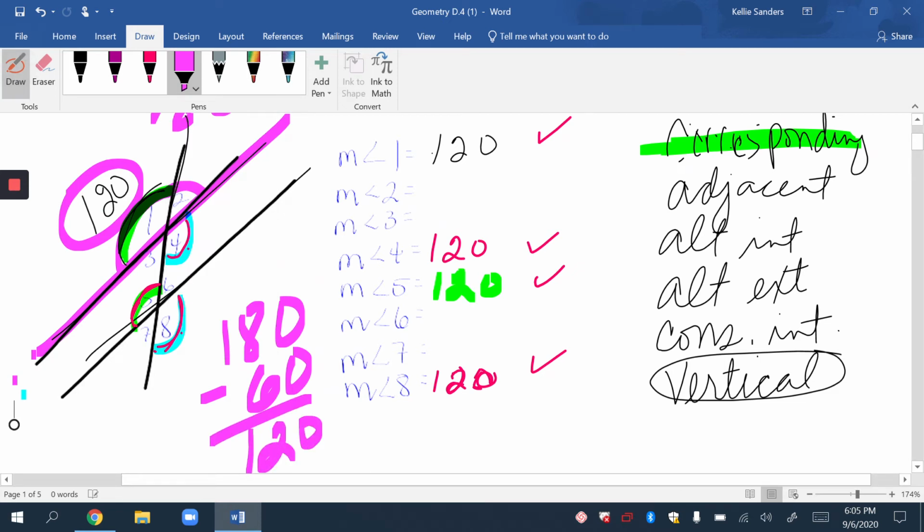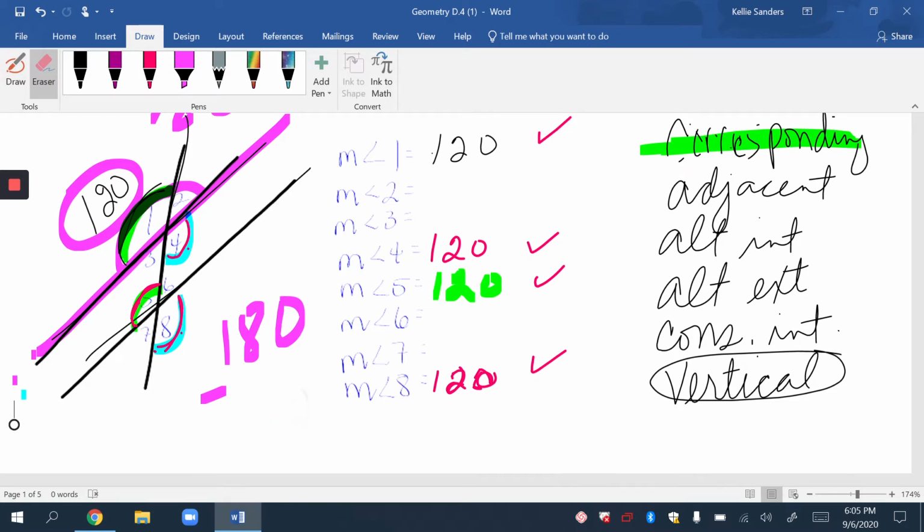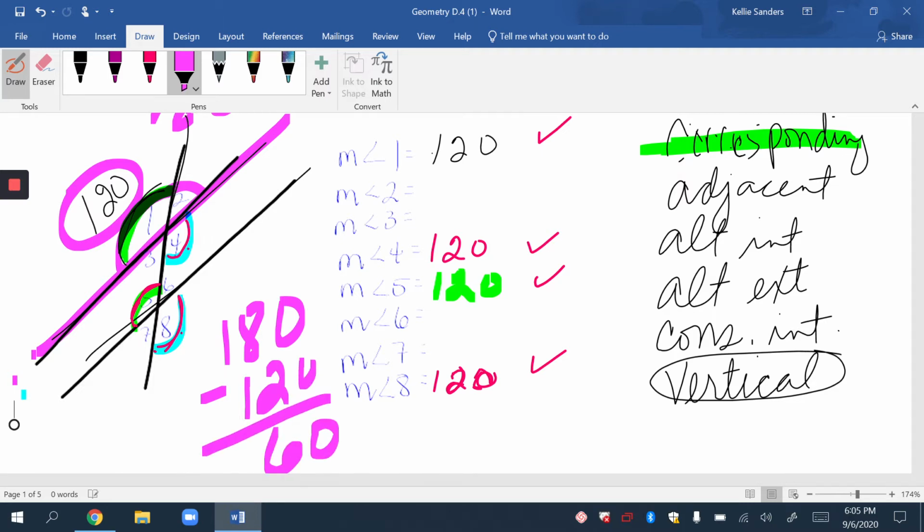And get, oops, my bad. I kind of knew what the answer was and I put it there to begin with. Okay, so we take 180 and subtract 120 and we get 60. So angle 2 is 60.